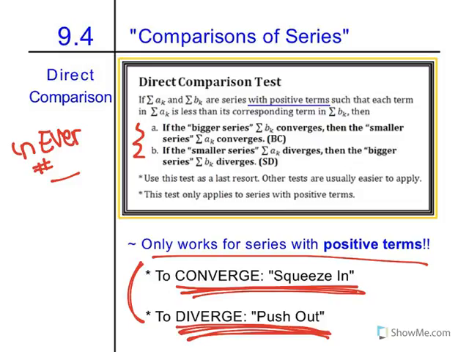But whether you think of it like up here, where it's with BC and SD, or whether you think of it as the smaller one diverging making the bigger one diverge, and a bigger one squeezing in, or converging, making the smaller one converge. However you remember it, we just need to remember what happens based on the comparison of one with another.